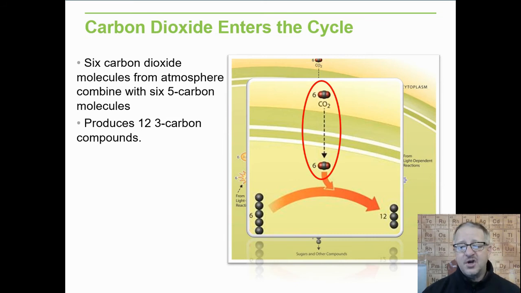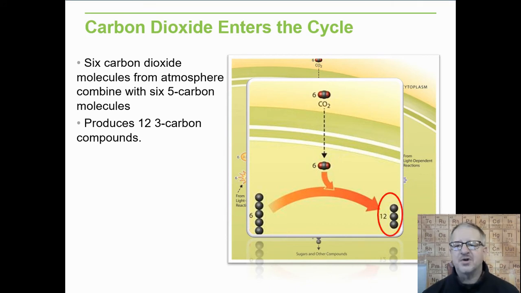There are actually a total of 12 of the 3-carbon compounds that are produced. All right, so how many carbon atoms does a molecule of CO2 contain? Well, the answer to that is 1. There's 1 carbon atom in each molecule of carbon dioxide.